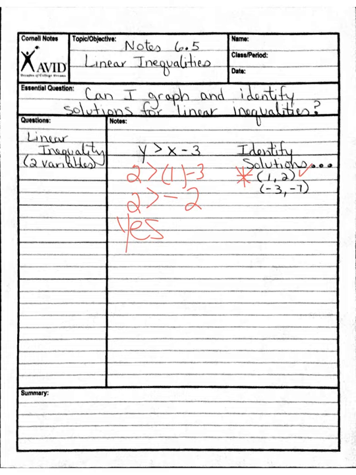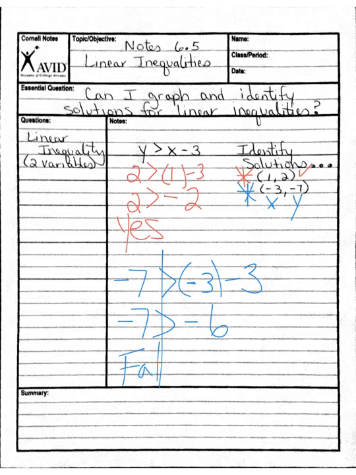Okay, let's see if negative 3, negative 7 is a solution. So negative 3 stands for the x. I'm going to put it in the exact same inequality. I substitute the negative 3 for x. The negative 7, remember our ordered pairs are x comma y. So as we look at this one, is negative 7 greater than negative 3 minus 3, which is negative 6? Is that a true statement? And that is false. That is not true. So this would not be a solution.